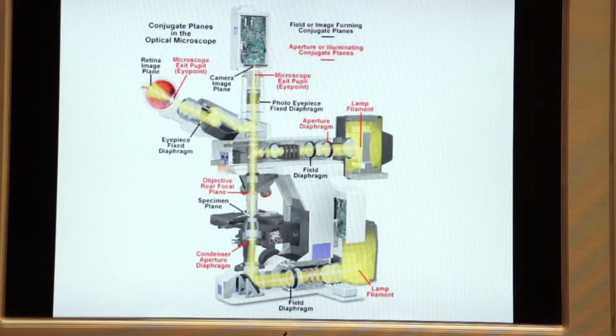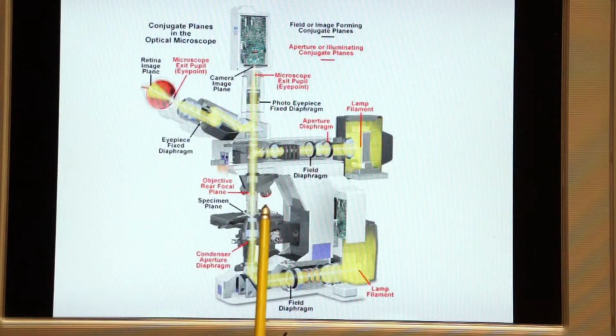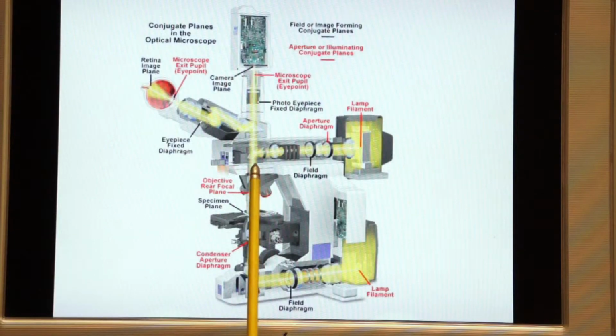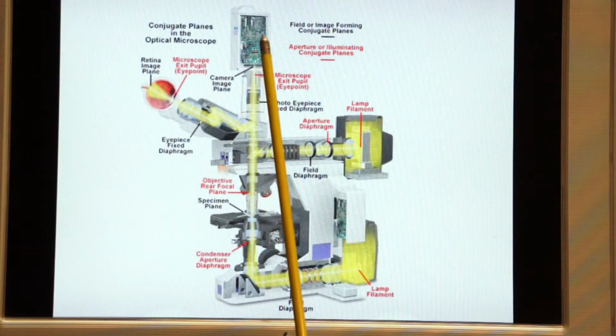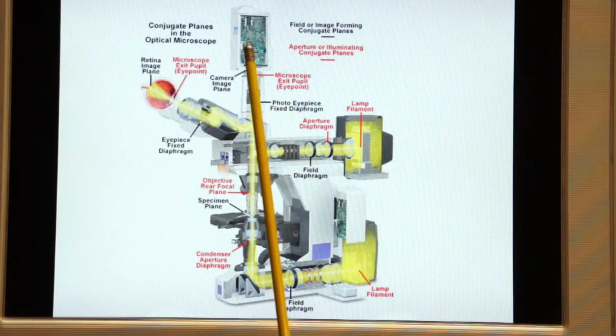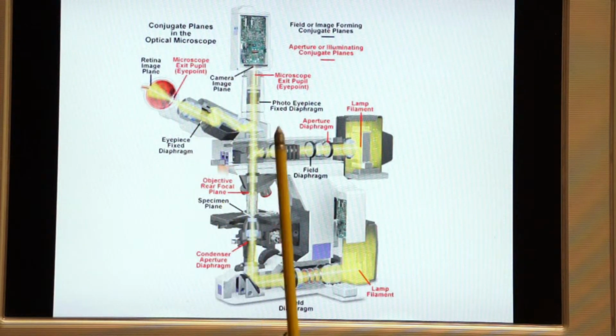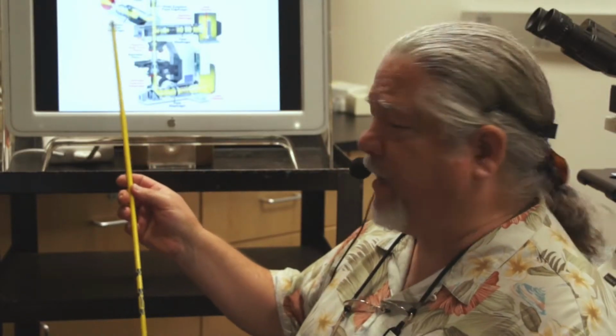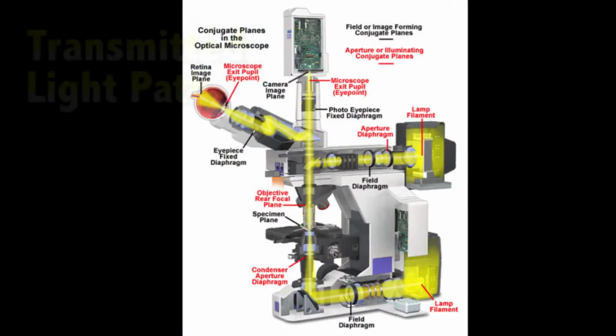In the objective, all of the useful magnification takes place. This is where all the high-resolution images are formed. Those images are then projected through the nose piece and through this vertical illuminator, which we'll talk about in a second, and into the binocular or trinocular tube for the observer to see. So that's transmitted light.